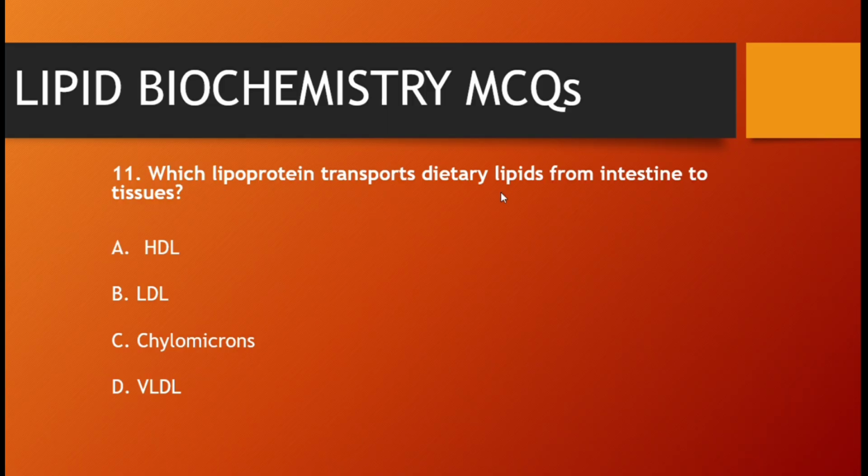Which lipoprotein transports dietary lipids from intestine to the tissues? Is it HDL? HDL is high density lipoprotein. Is it LDL? Low density lipoprotein. Is it chylomicrons? Is it VLDL? That's very low density lipoprotein. The right option here is what? It is C, chylomicrons. They transport dietary lipids from intestine to the tissues.